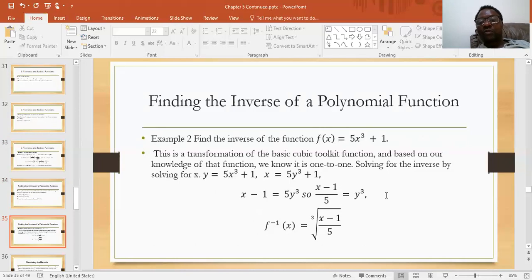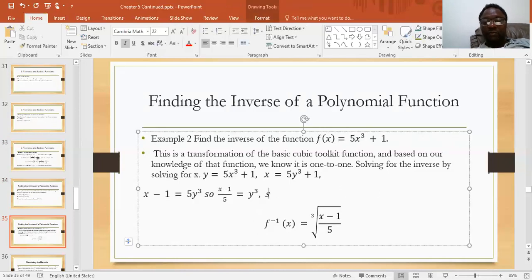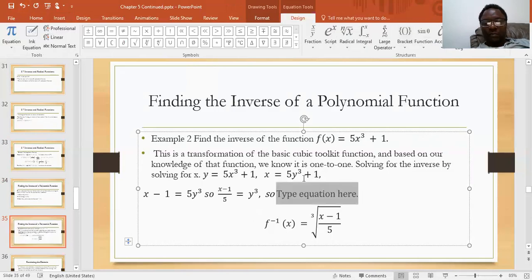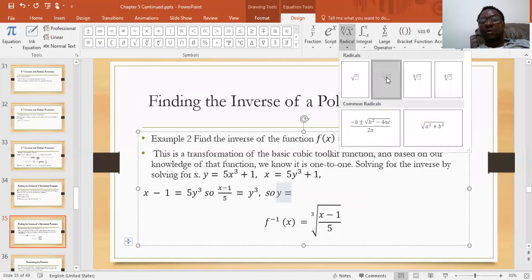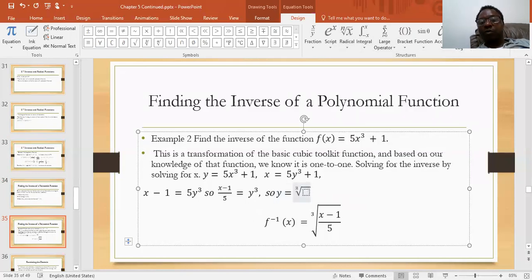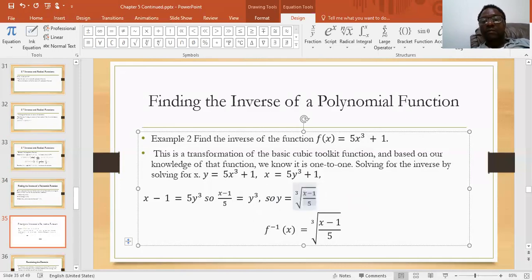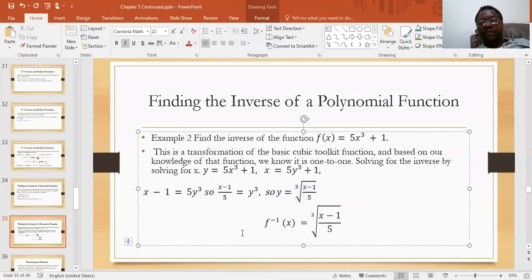So y cubed is equal to that, and we will now say that y equals the cube root of (x minus 1) over 5. And we will define f inverse of x to be the cube root of (x minus 1) over 5.